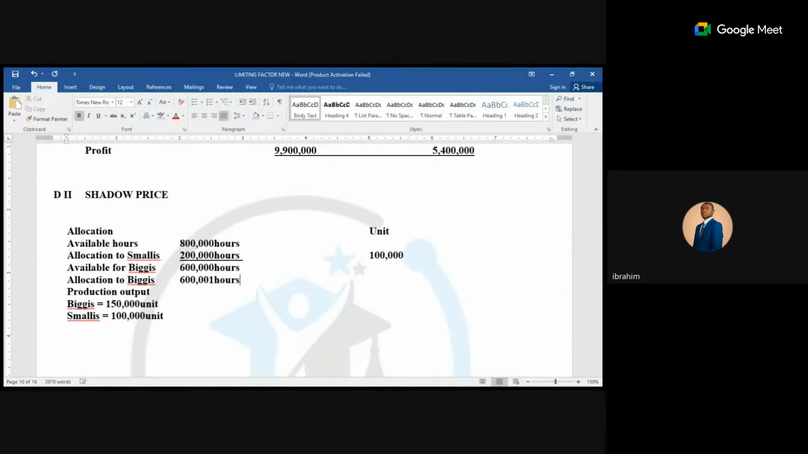How many units can you produce with this? Divided by the hours per unit of biggies, that is the shadow price. You increase it by 1. So it's 4 hours per unit, right, class? Yes, sir. 4 hours per unit. So when you divide it, what do you have?